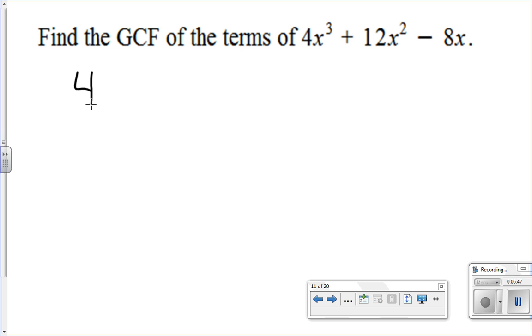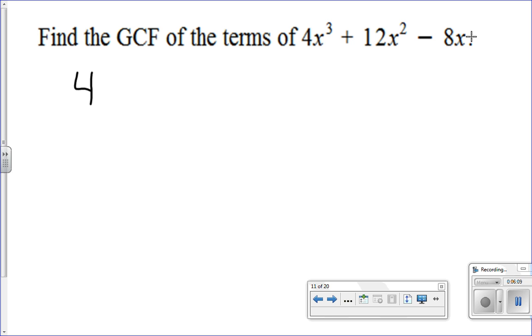Don't get this confused with the least common multiple, which is the first number that 4, 12, and 8 can go into. We want the largest number that can go into 4, 12, and negative 8. And that's 4. So now the next step is find the greatest common factor of all the variables.